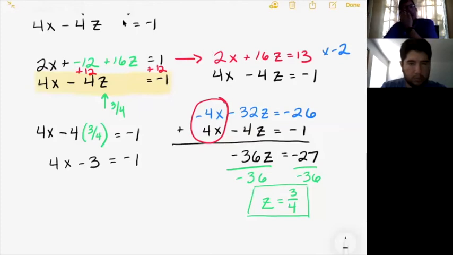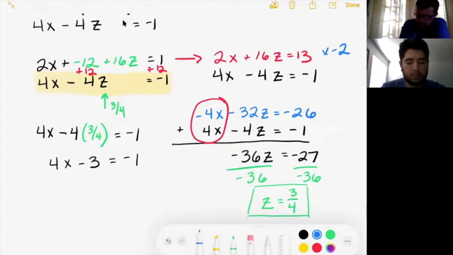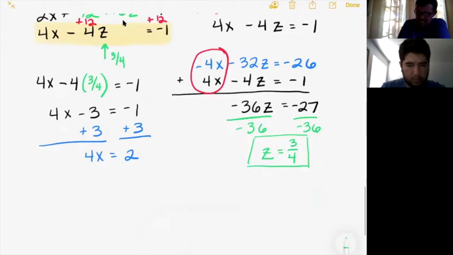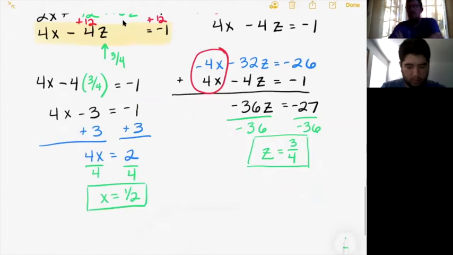And so now we're just 2 steps away, really, from finding out the value of x. What do we need to do? Add 3. Good. That gives us 4x equals 2. Divide by 4. Very good. So we're going to get another fraction, which is not my favorite thing in the whole world, but it's not the worst thing that could happen to us.